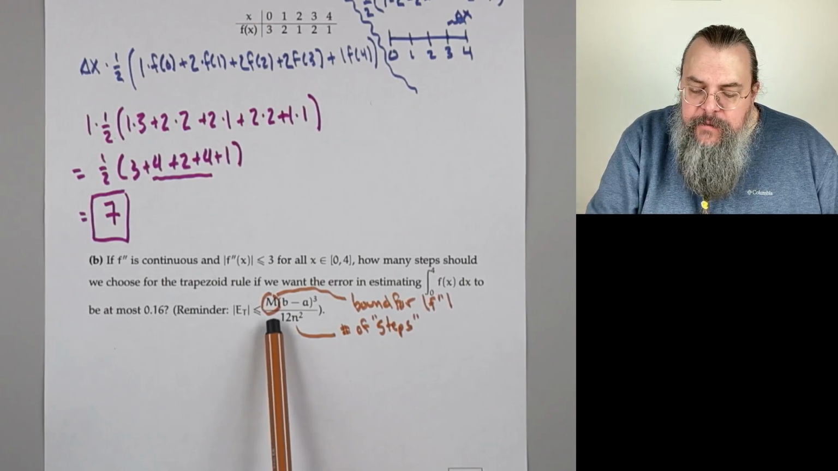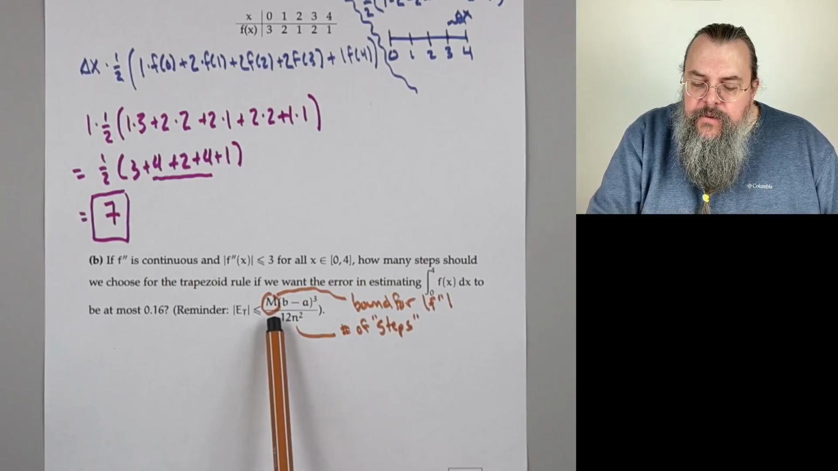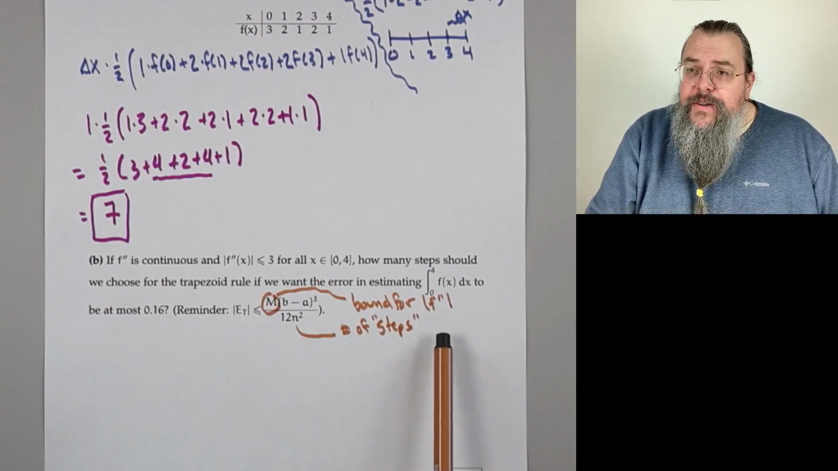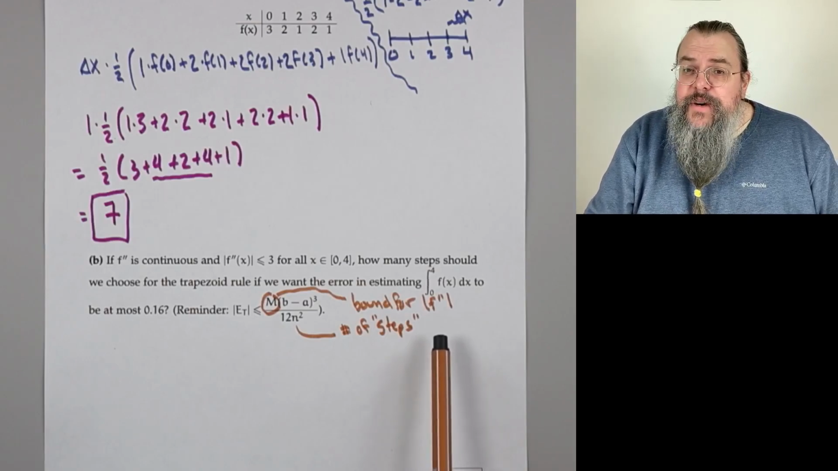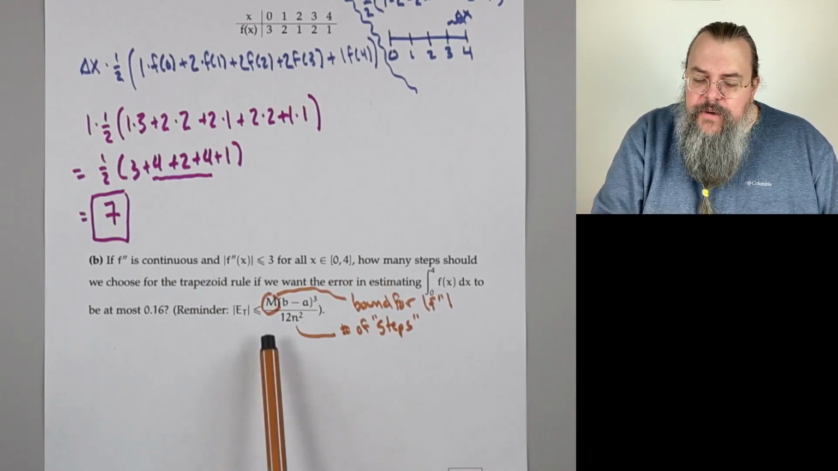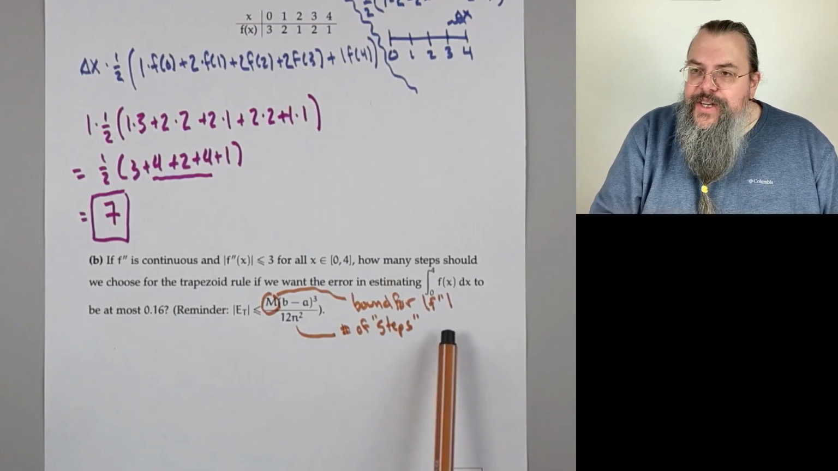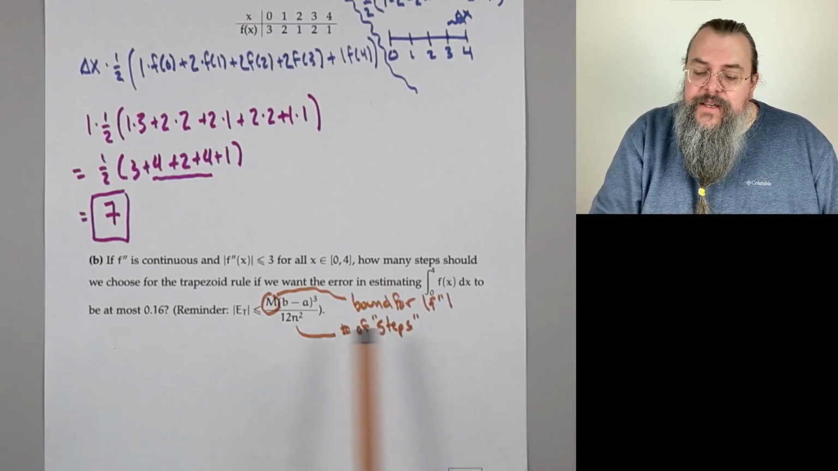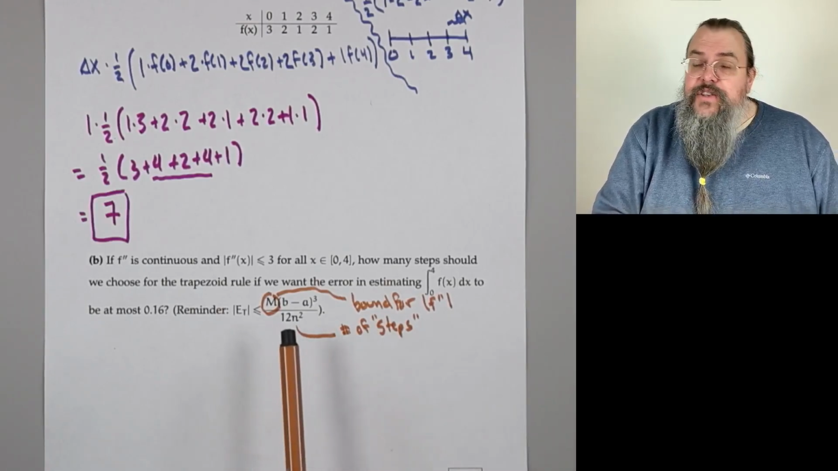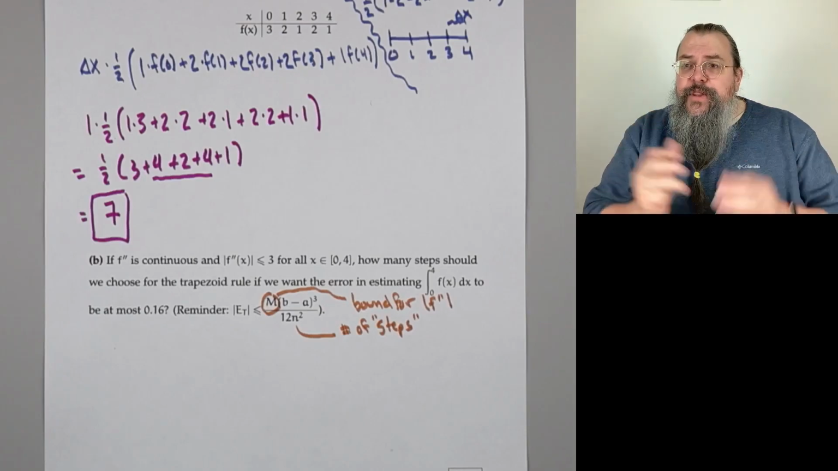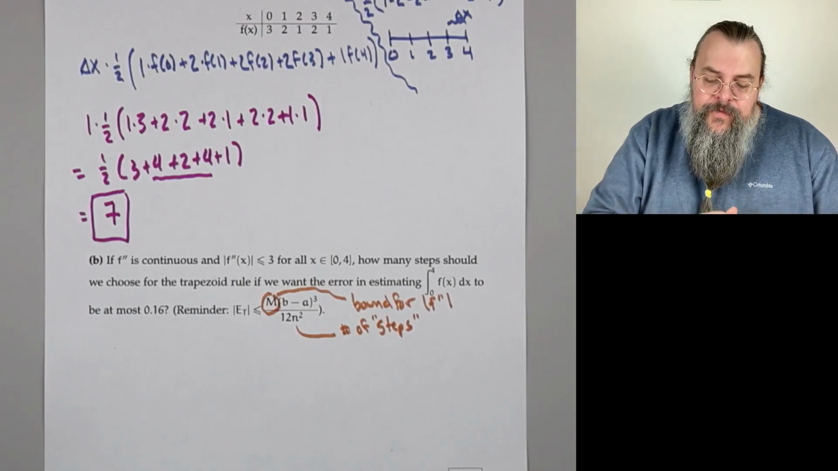Also, you can think of M as saying what? Well, if your f double prime is small, then our function shouldn't change too much, and so it should be easier to approximate. But if f double prime is large, our function can change dramatically, so we should need more approximation. So that lines up with our intuition.